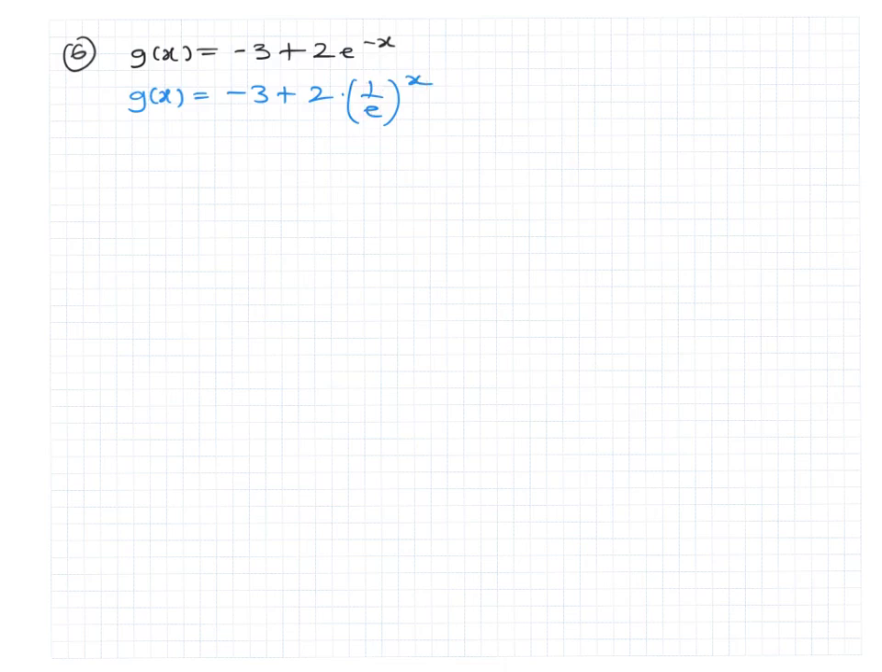And of course, if e is 2.7 approximately, then 1 over e is between 0 and 1. So I expect exponential decay from this, not exponential growth the way it was sort of implied over here, if I had ignored the negative x. So this is exponential decay, but the graph did get moved down 3.